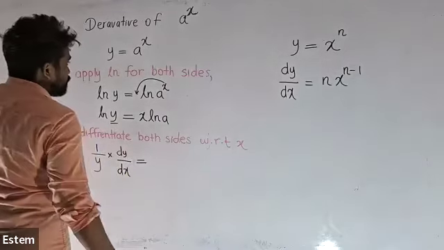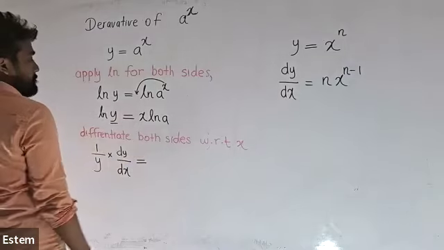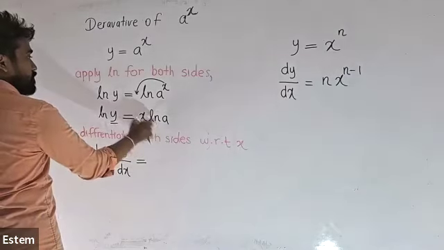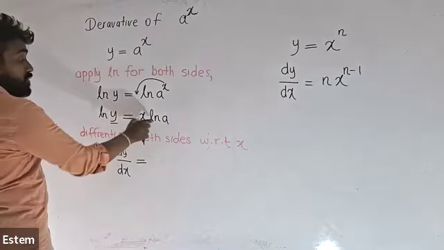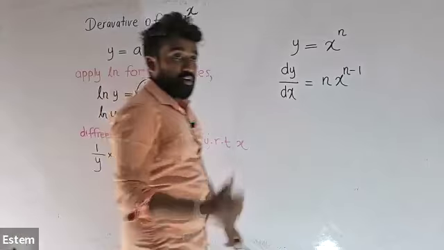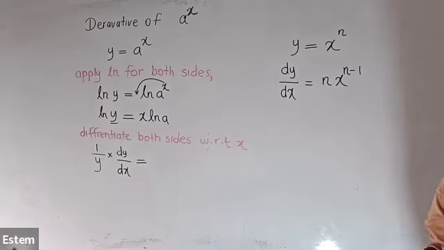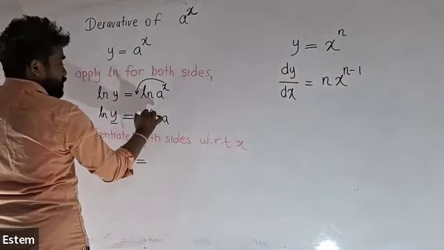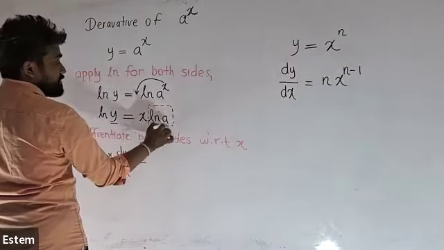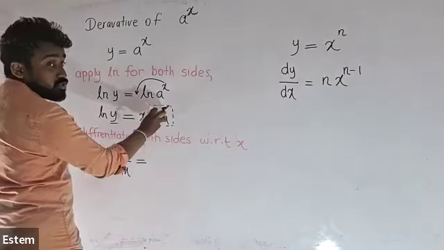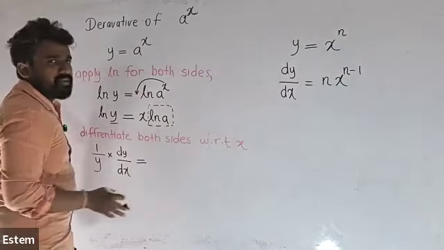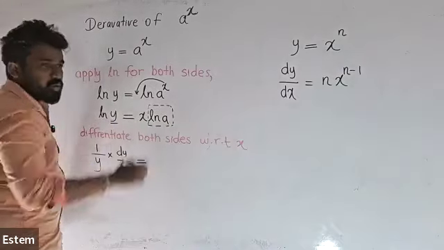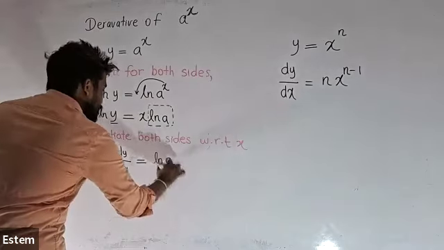Now here we have to differentiate this also. How do we differentiate that? ln a is just a constant, just a number. So the differentiation of x is 1, and the answer is ln a.